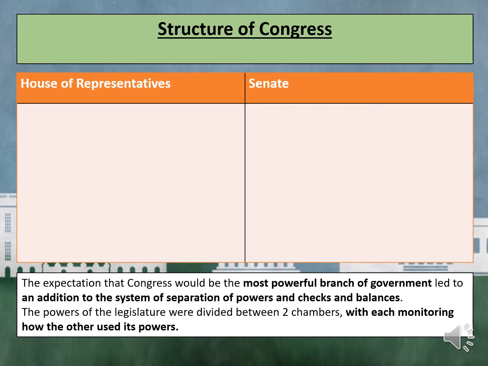The expectation that Congress would be the most powerful branch of government led to an addition to the system of separation of powers and checks and balances. The powers of the legislature were divided between 2 chambers, with each monitoring how the other used its powers.